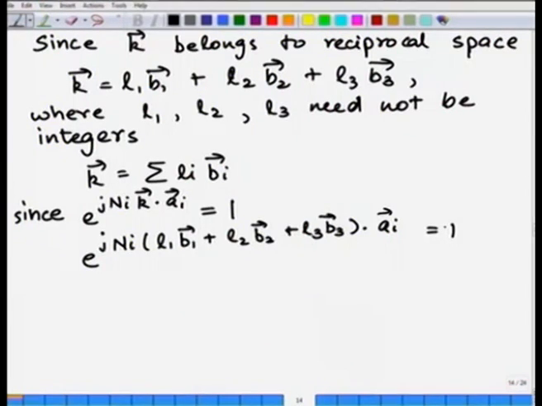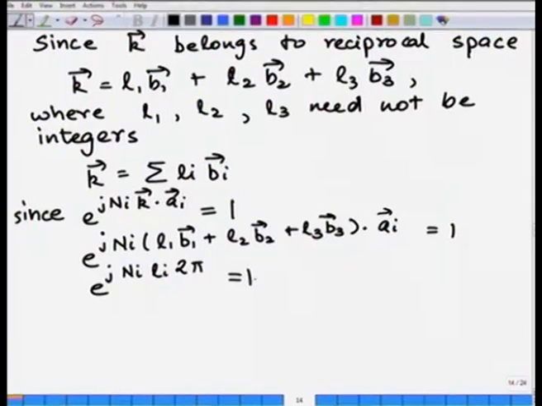What does that mean? Whatever the i value is, 1, 2 or 3, you will pick only that L1, L2 or L3 in the dot product. So, e to the power j n_i L_i is what will get picked out of this, and B_i dot a_i will lead to 2 pi. So, I should put the 2 pi, and that should be equal to 1. That dot product of a_i and B_i is simply 2 pi.